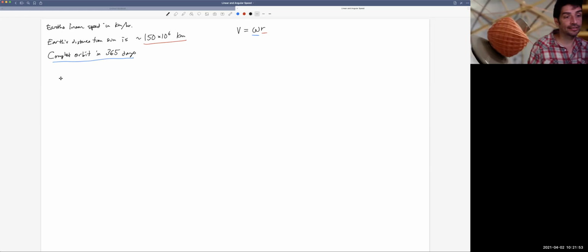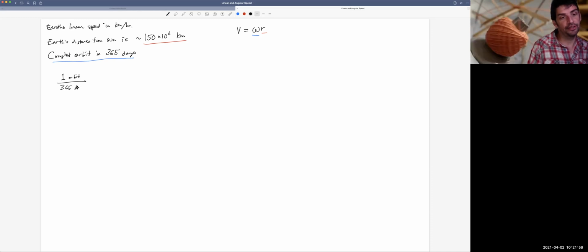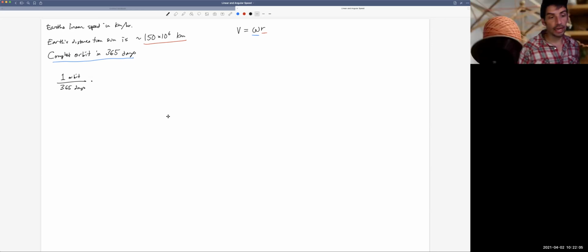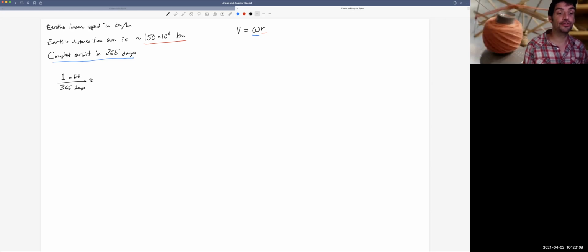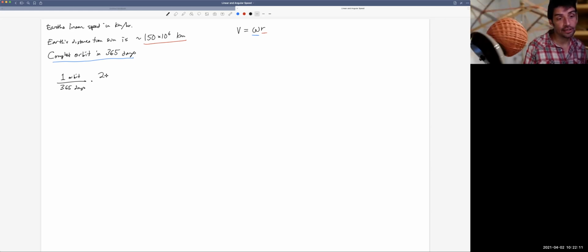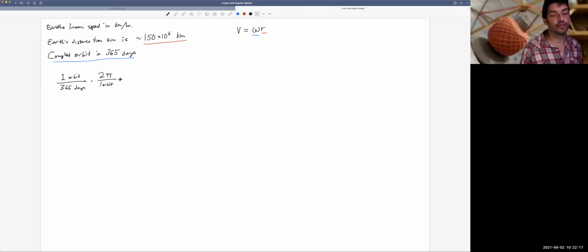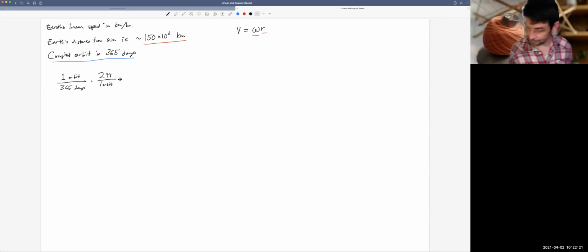So let's do that. One orbit in 365 days. I'm going to multiply it by 1. So the first one I'll multiply by is to get us into radians. So 2 pi radians is one orbit, right? One complete circle around the sun. The circle is in quotes since it's not quite a circle.